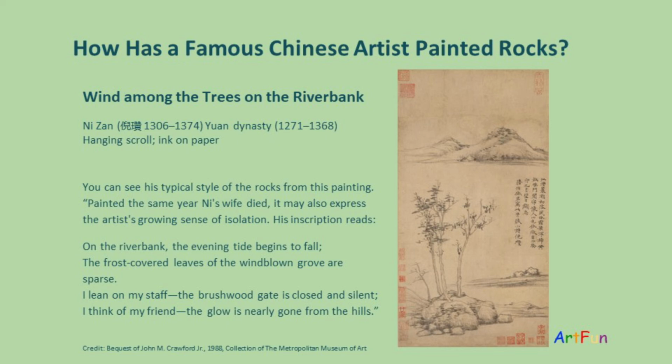Painted the same year Ni's wife died, it may also express the artist's growing sense of isolation. His inscription reads, "On the riverbank, the evening tide begins to fall. The frost-covered leaves of the wind-blown grove are sparse. I lean on my staff. The brushwood gate is closed and silent. I think of my friend. The glow is nearly gone from the hills."